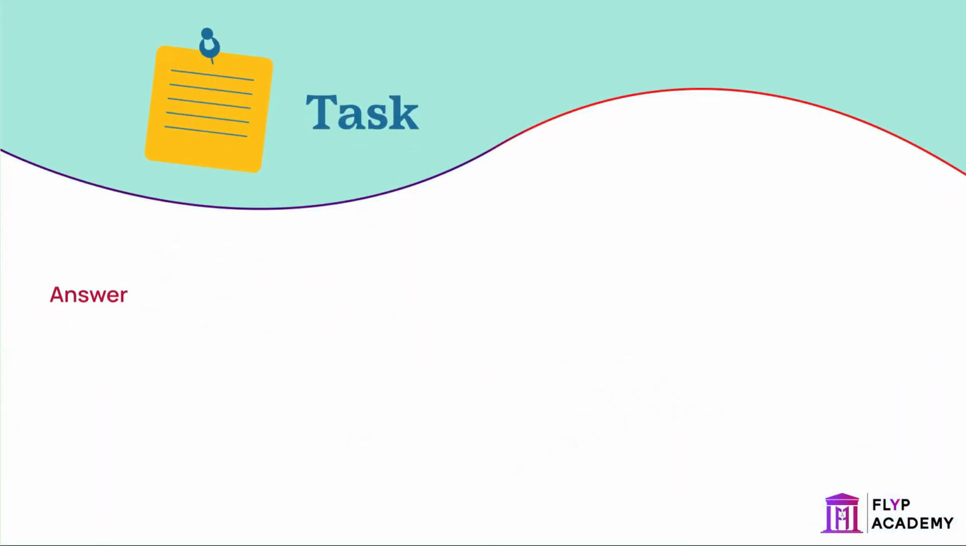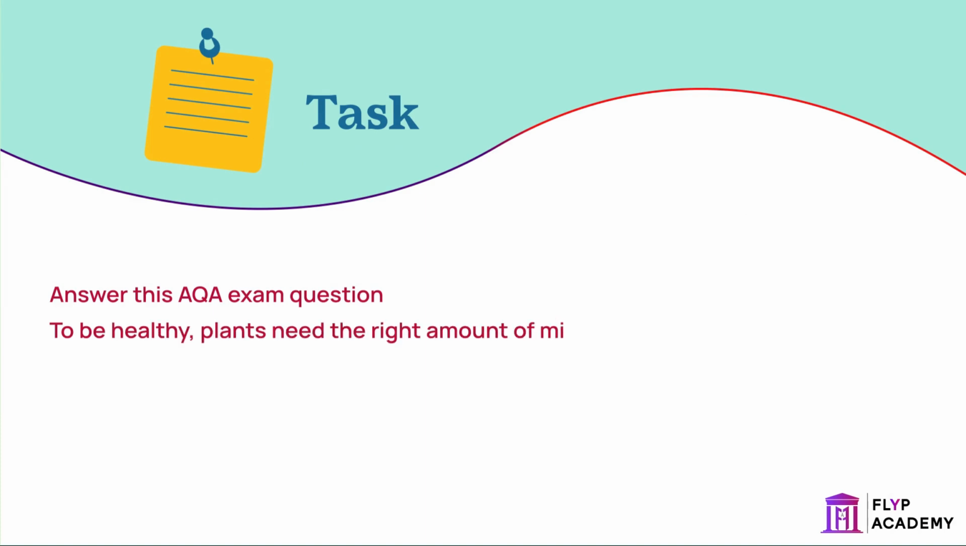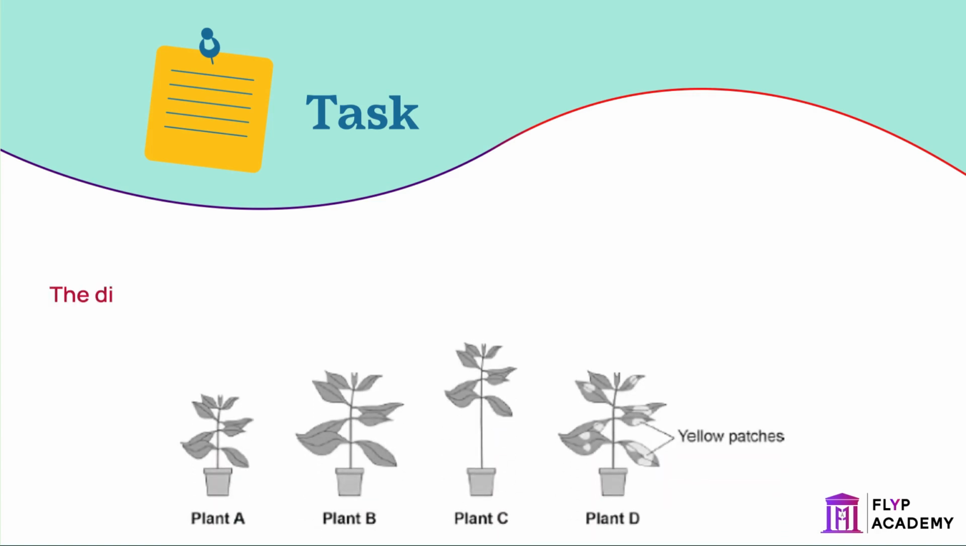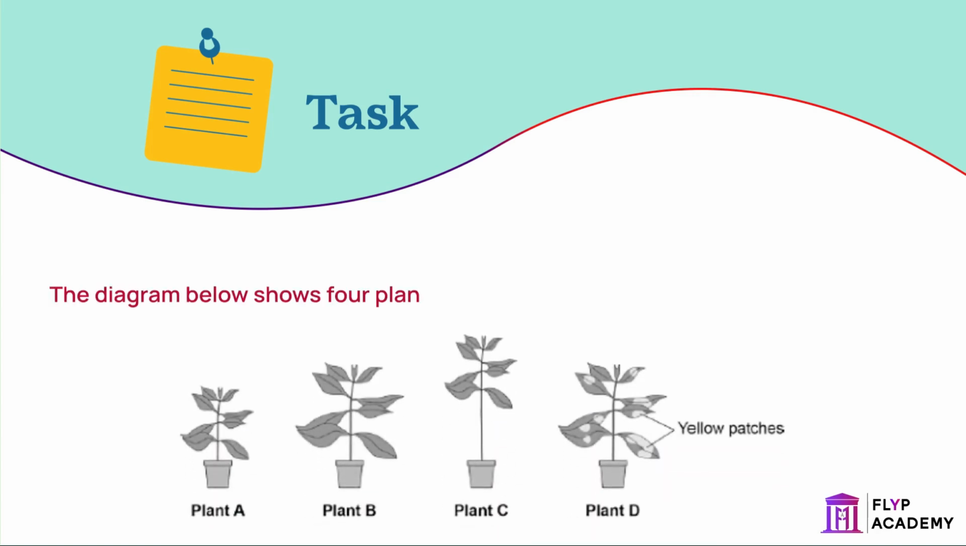Task: answer this AQA exam question. To be healthy, plants need the right amount of mineral ions from the soil. The diagram below shows 4 plants. The plants were grown in 4 different growing conditions.